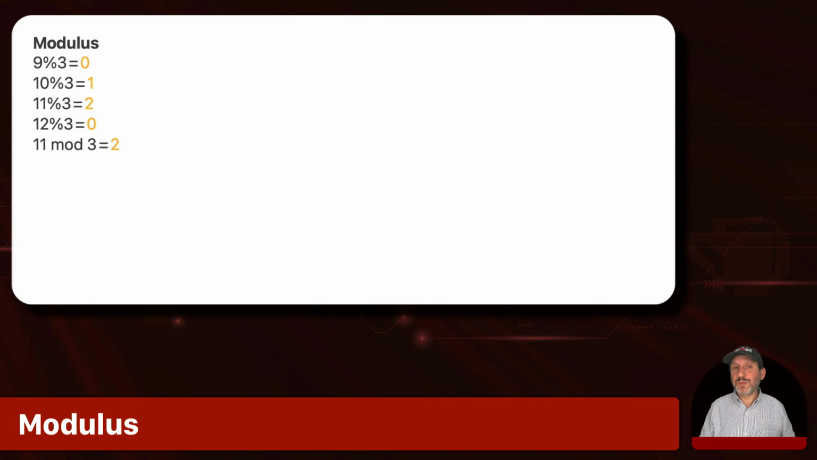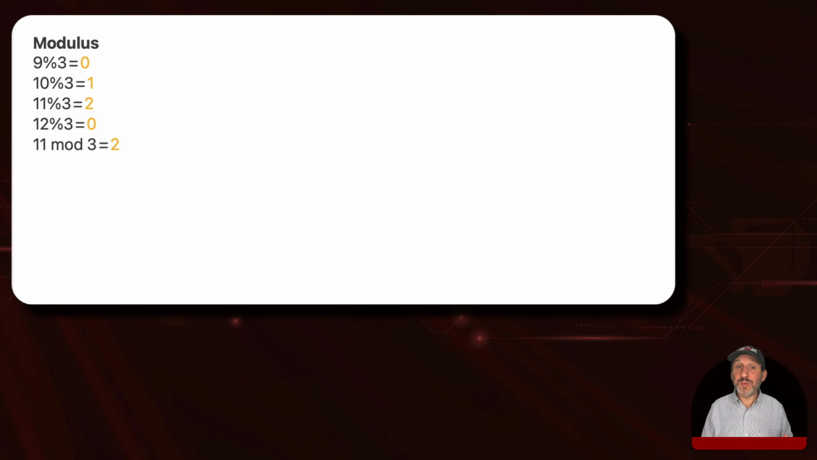You can do mods or modulus using the percent symbol between two numbers, which is typically how I do it on computers, but you can also use MOD for mod. So this gives you the remainder of division. So 10 divided by 3, you're going to get a remainder of 1. 12 divided by 3, you're going to get a remainder of 0.